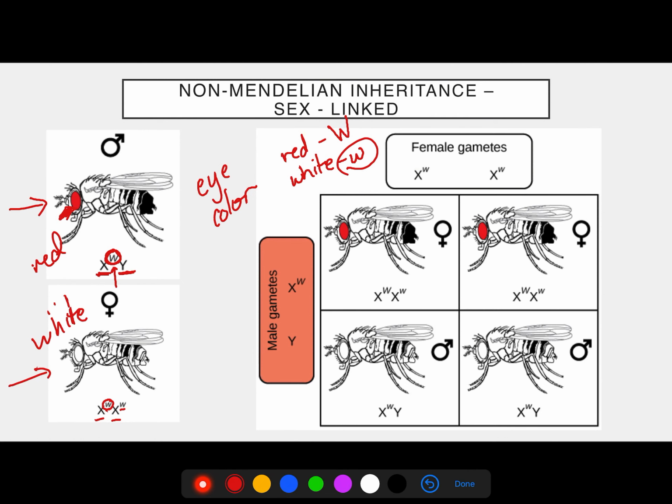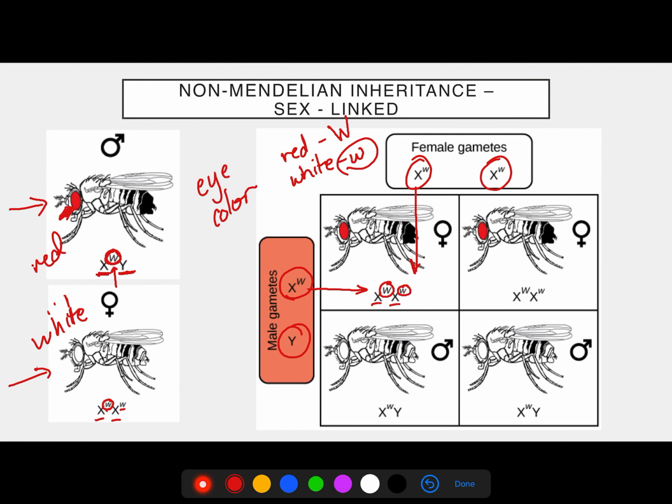Okay. So if we do that and we put them in the Punnett square, almost always we put the males over here on the side as the rows and the females on the columns. And what you'll do is take those and put those together and you'll get a phenotype. So you'll have red, white, and this is female.